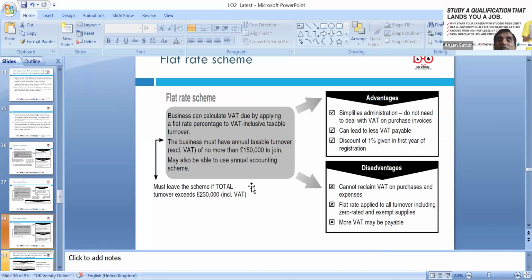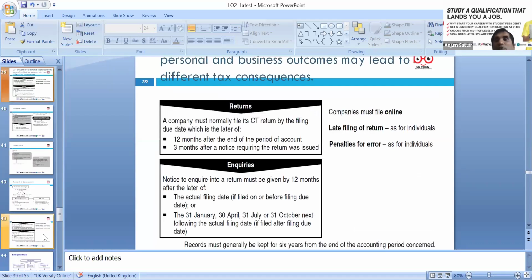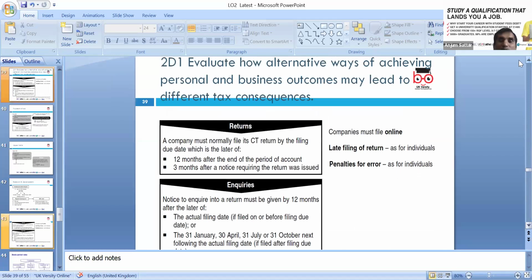You can switch around, and some schemes you can link with the annual return, which can be used with the annual accounting scheme. Okay, so we can look around each scheme, and it depends upon the client, and you can advise accordingly.